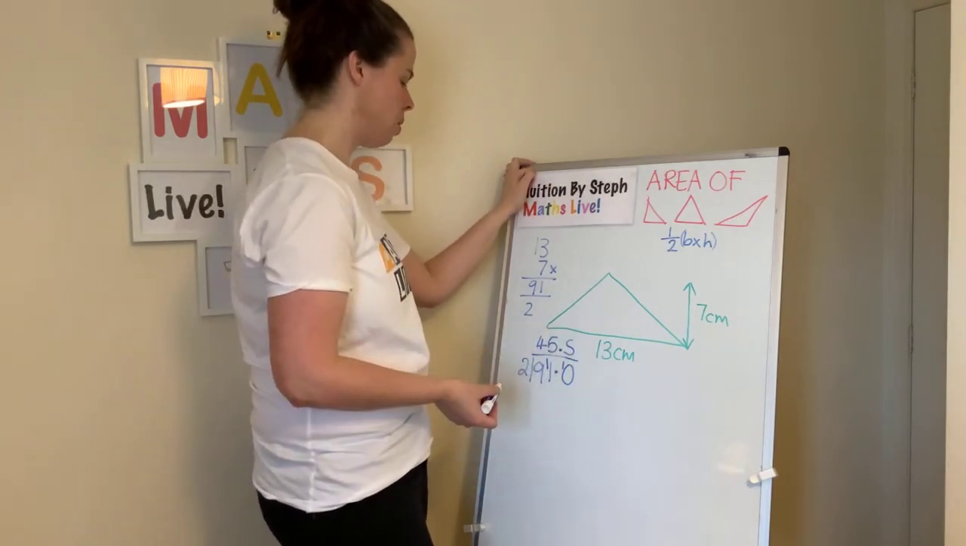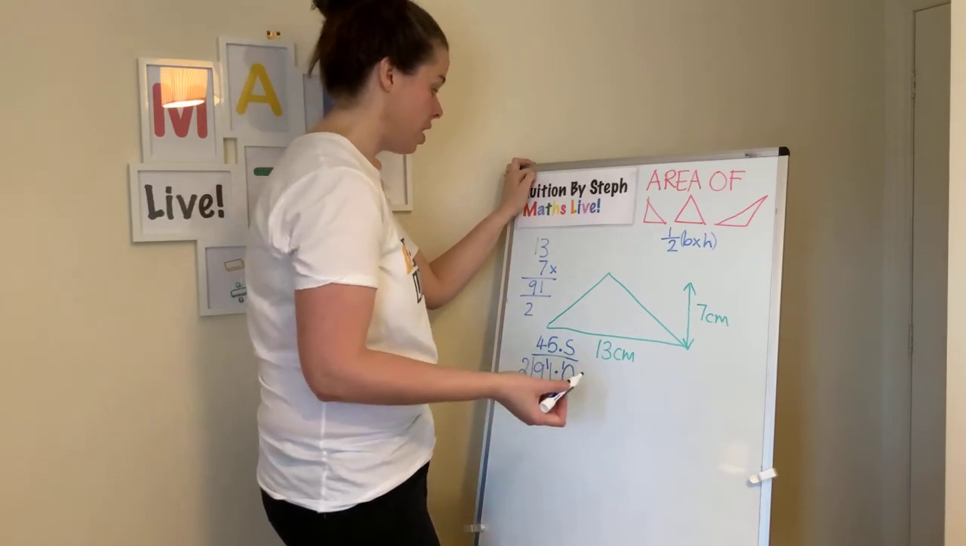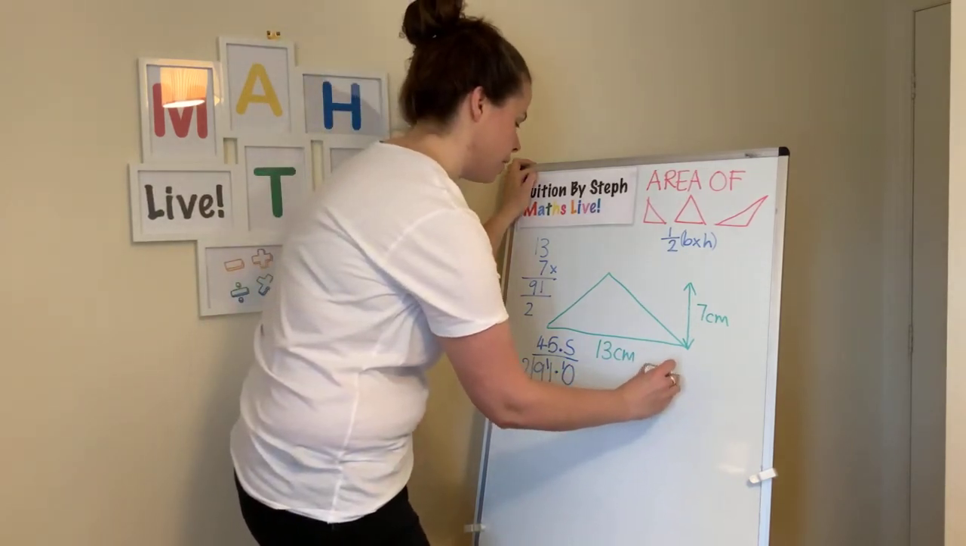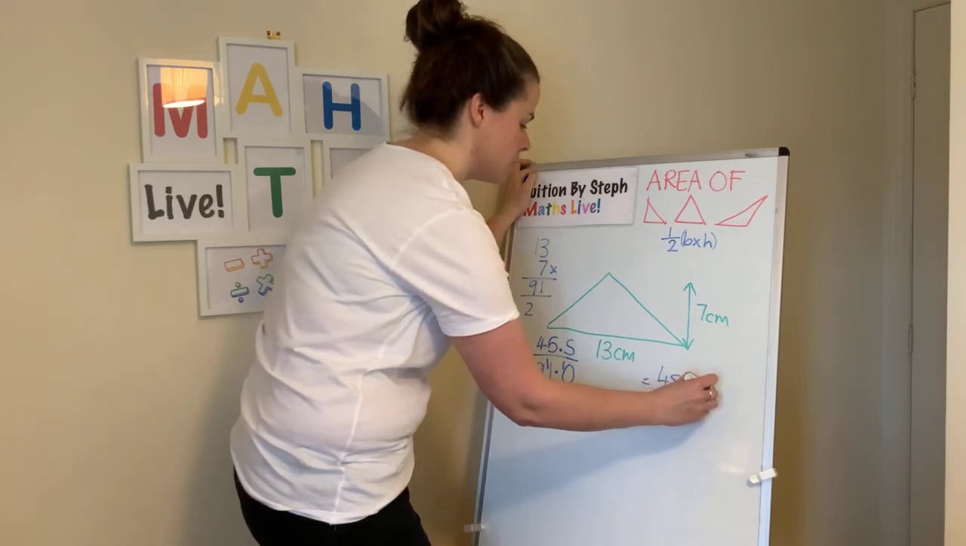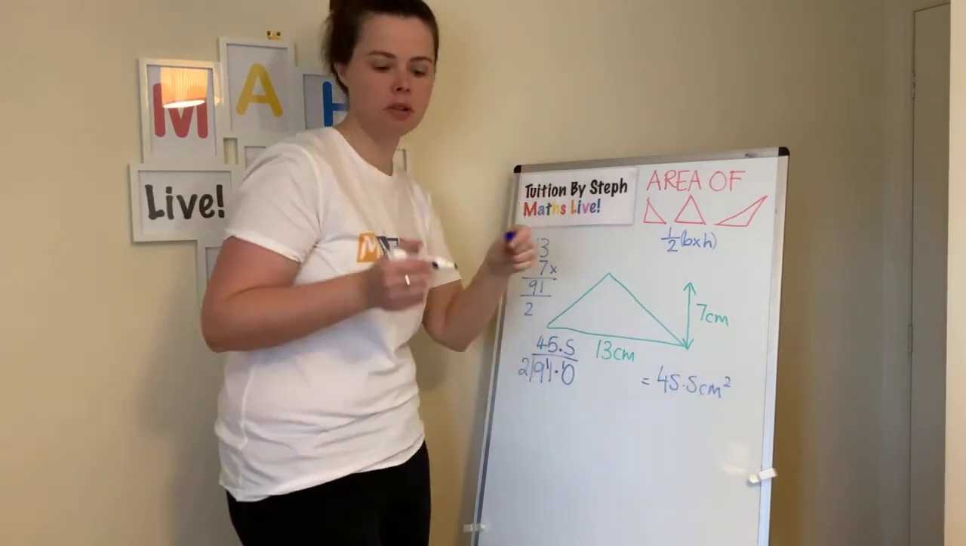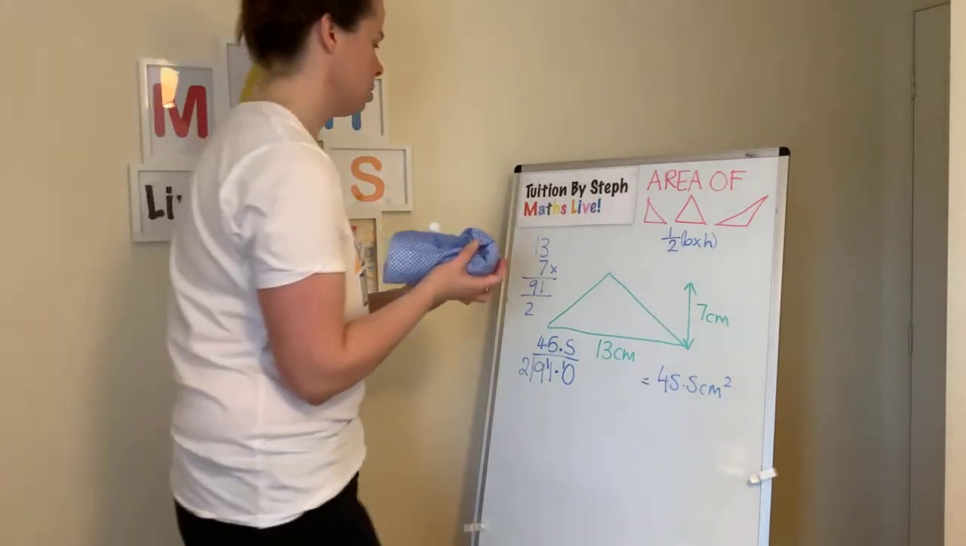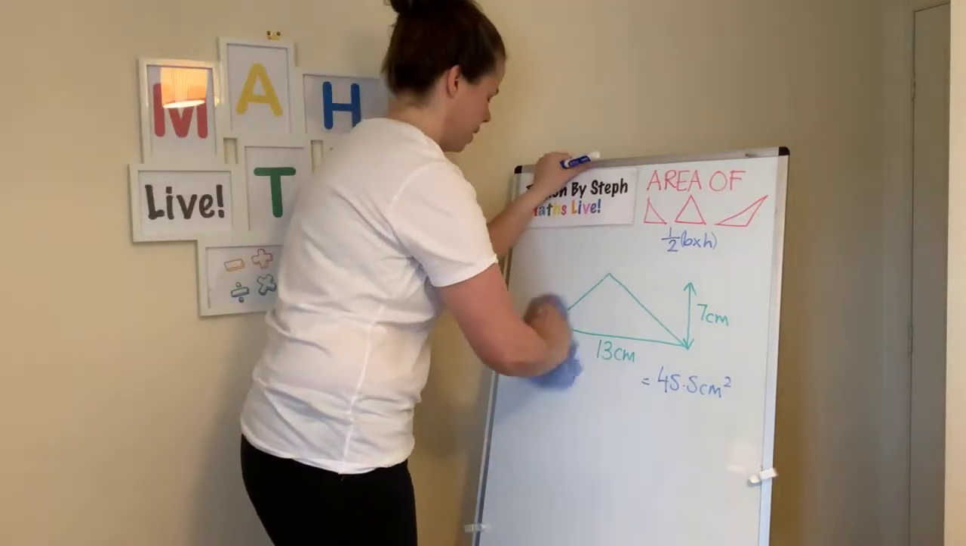Half of 91 is 45.5. That's fine. That's the area. So the area is 45.5 centimetres squared. Don't be scared if there's a decimal involved. Still an accurate measurement. Okay.